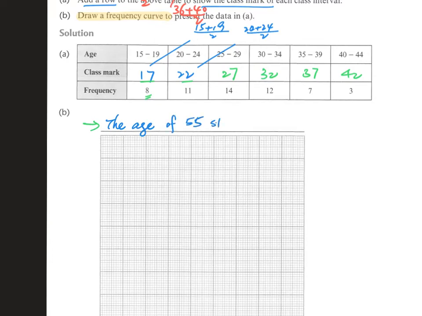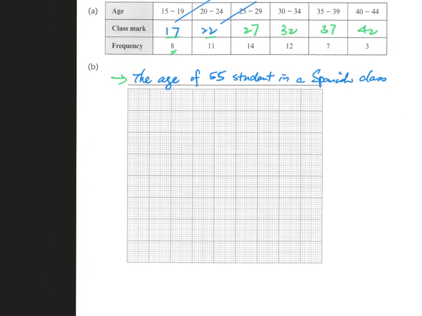55 students in a Spanish class. So this is the title. And now we need to draw the diagram. I don't have a ruler at this moment, but you should try to use a ruler and draw very good axes by yourselves.